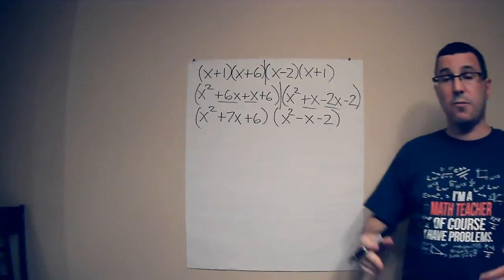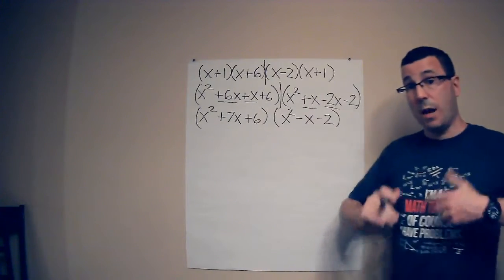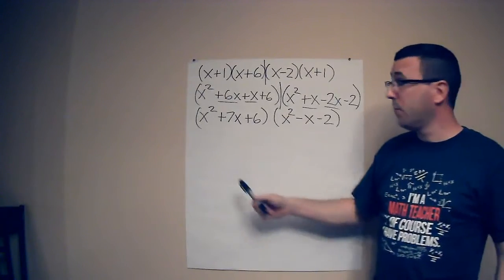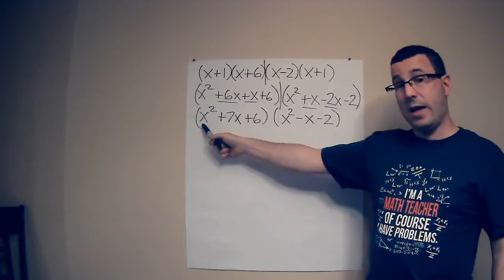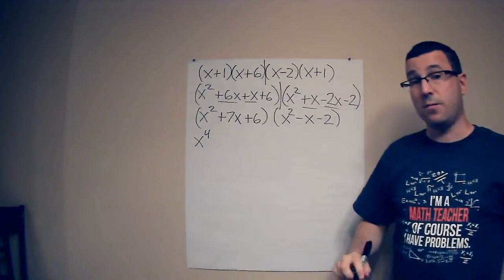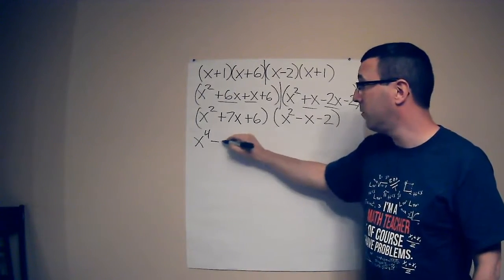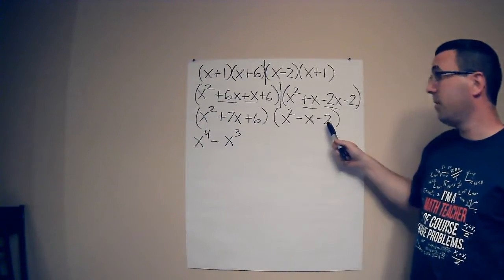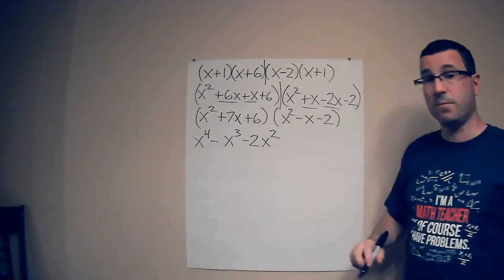So now I change from having 4 binomials to 2 trinomials. So I'm going to multiply them just like I did in the last problem. I'm just going to take it step by step. I'm going to write them out, and I'm going to line up my like terms. So I have x squared times x squared, which is x to the 4th. X squared times a negative x, which is going to be a negative x to the 3rd. X squared times negative 2, which is negative 2x squared.